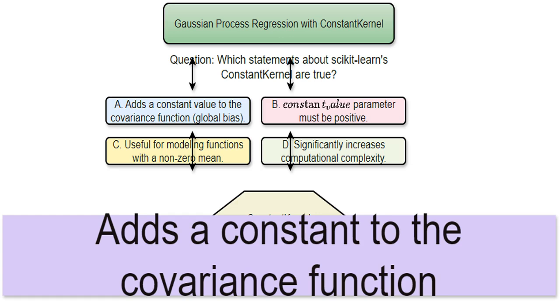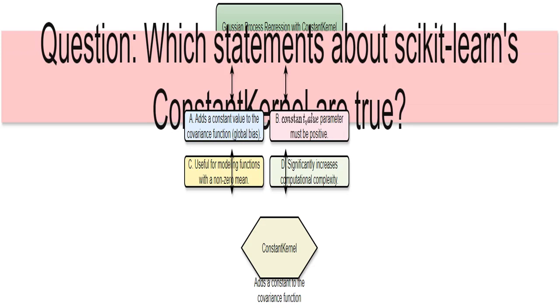This question tests your understanding of the constant kernel in scikit-learn's Gaussian process regression. You need to assess which statements accurately describe how the constant kernel functions and affects the model.